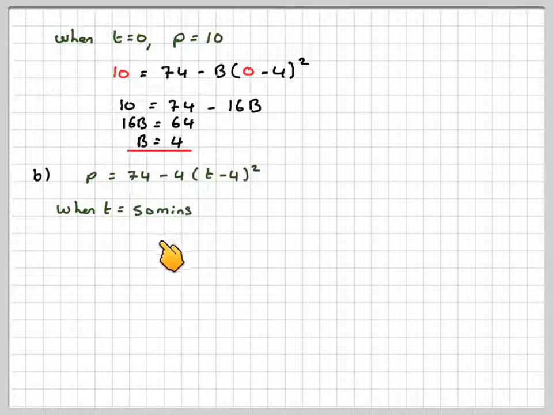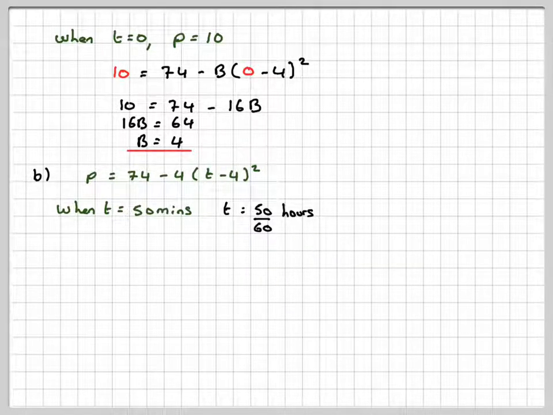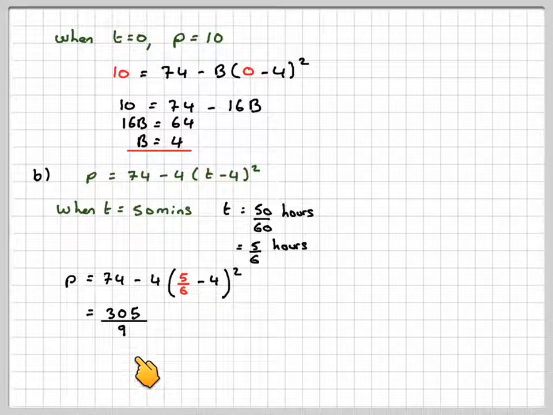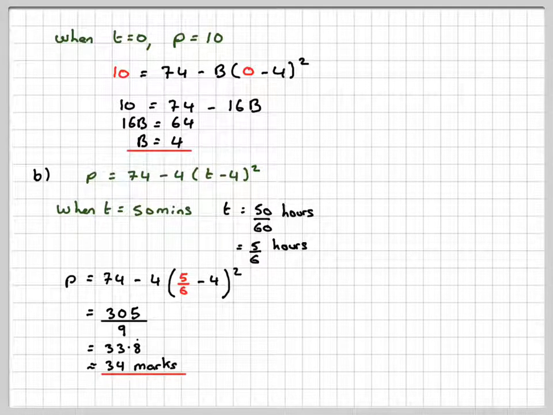When T is equal to 50 minutes, T will be equal to 50/60 hours, because T has to be measured in hours. We need to convert this into hours. So that's going to be 5/6 hours, and we should leave that like that because we can use the fraction button on our calculator. So P will be equal to 74 − 4 × (5/6 − 4)², and therefore we're going to get 305/9, which gives approximately 33.8. So he can possibly expect to gain 34 marks if he revises for 50 minutes under this model.